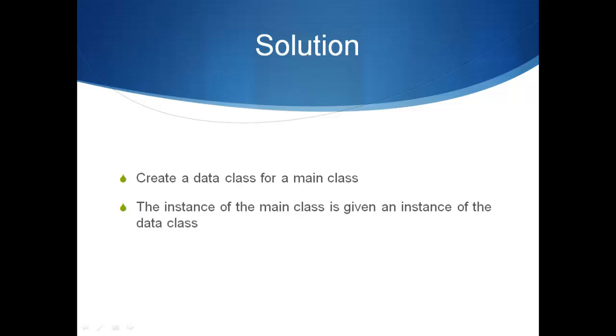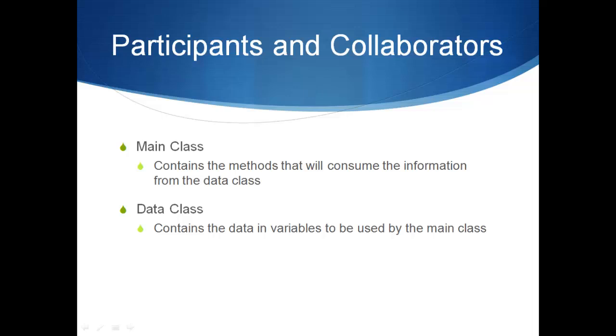So the solution which the private class data pattern provides is it takes your main class and divides it into two classes. You're going to have a data class and a main class. And the main class is going to hold all of your methods. And then the main class is given an instance of the data class in order to be able to use your data. I promise this will become more clear later on.